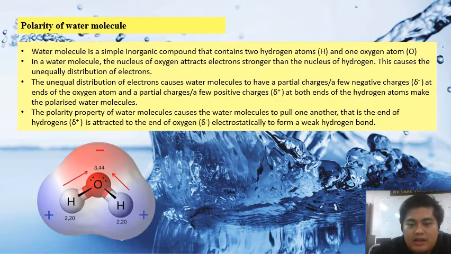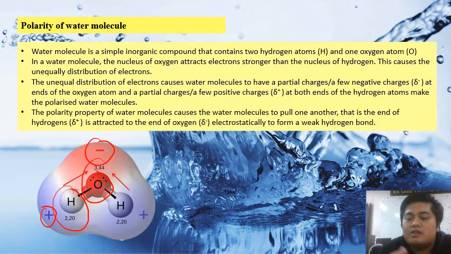So dengan kata lain, inilah menyebabkan dia kita panggil sebagai polar molecule. Sebab apa? Sebab kita tengok kat sini. Dekat sini, dia ada H yang lebih elektropositif dan oksigen yang lebih elektronegatif. Lebih cenderung untuk menjadi ion negatif. Yes, ion negatif.